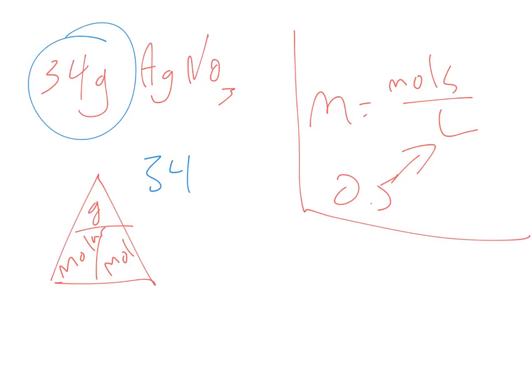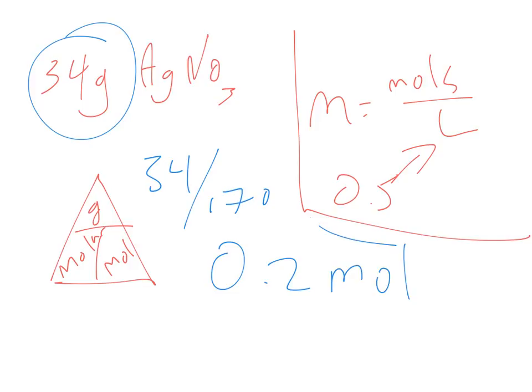So 34 over, let's say, 170, that's going to be, what, 0.2? So 0.2 mole. But I'm not done yet. That just gives me the numerator of this fraction. So you take that 0.2 over the 0.5, which means, of course, I'm going to end up multiplying by 2. So my final answer comes out to like 0.4 molar. And that's all there is to it.